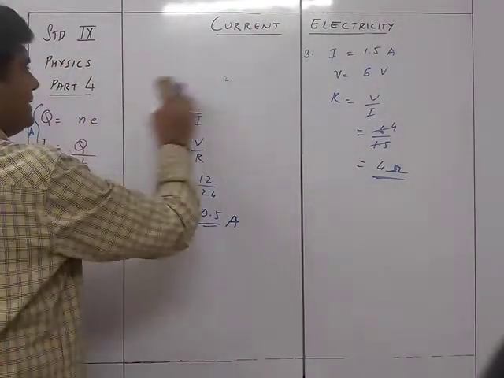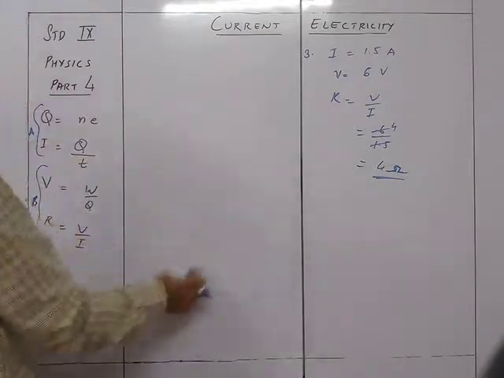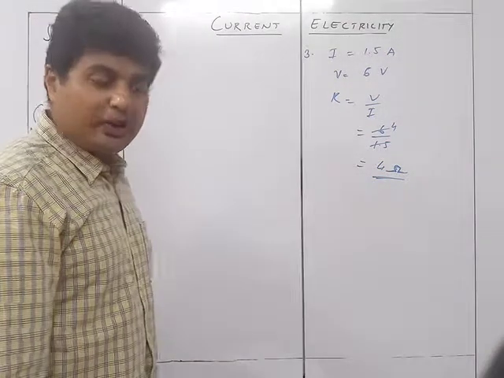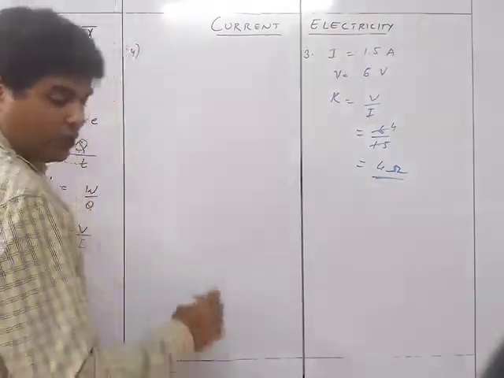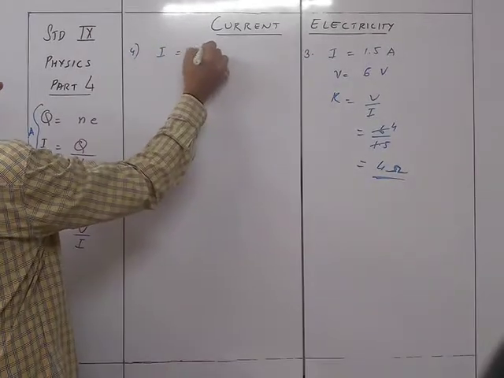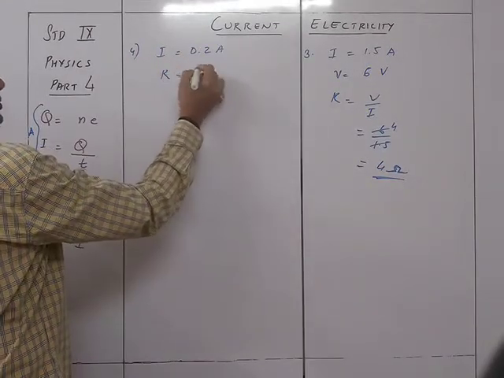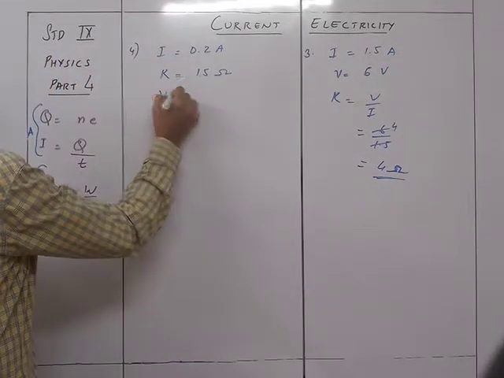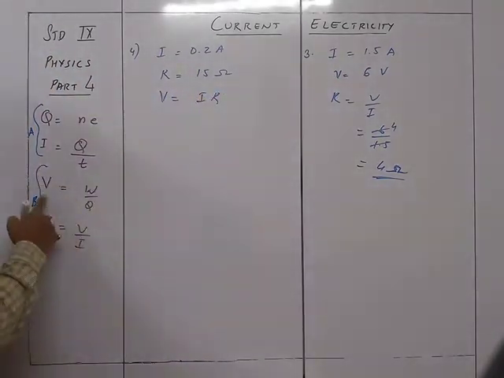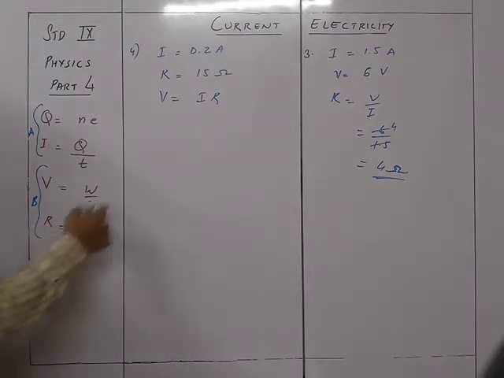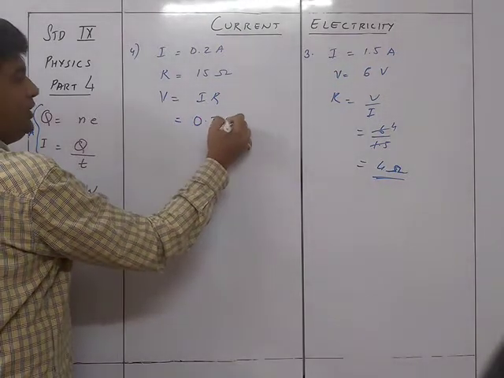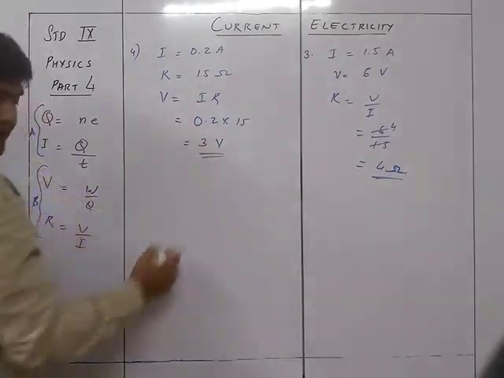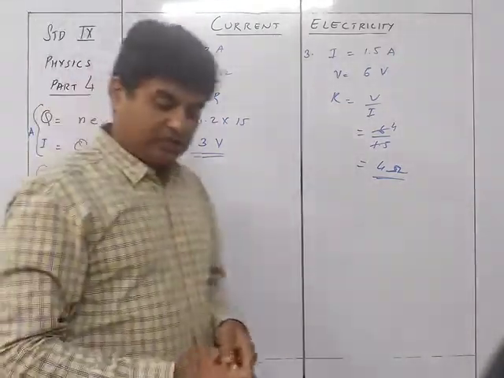Next we see is the last sum, that is question number 4. A current of 0.2 ampere flows in a wire of resistance 15 ohms. So current I = 0.2 ampere flowing in a resistance of 15 ohms. Find the potential difference. V = I into R, because over here V = I into R. So that's why it is 0.2 into 15. That will be 3 volts. So 3 volts will be the answer for question number 4.